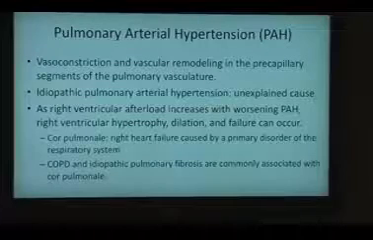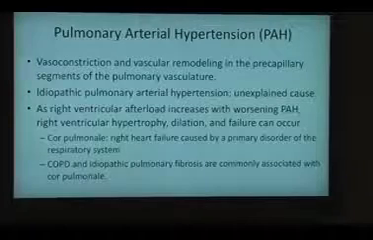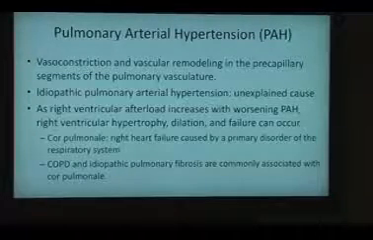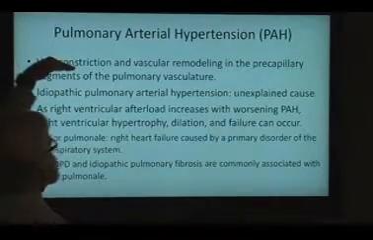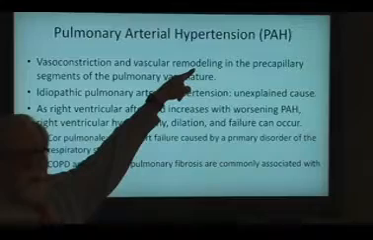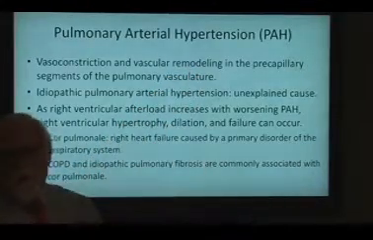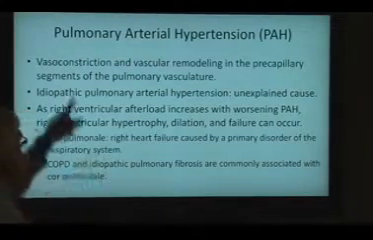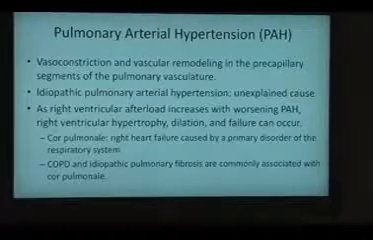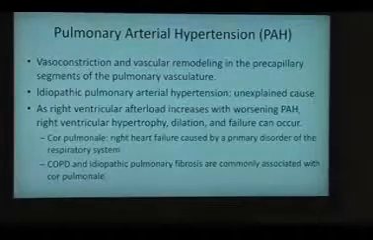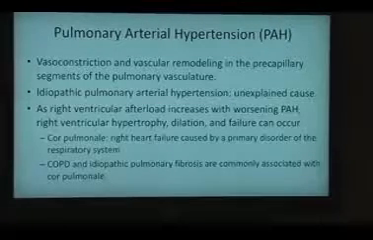So with pulmonary arterial hypertension, there is vasoconstriction and vascular remodeling in the precapillary segments of the pulmonary vasculature. So there's not just the vasoconstriction, but there's remodeling of the vasculature. So the pulmonary vasodilators might not work as well as we expect that they might work because the vasoconstriction is only part of the problem. Idiopathic pulmonary arterial hypertension has an unexplained cause, and that's probably the majority of cases of pulmonary arterial hypertension.